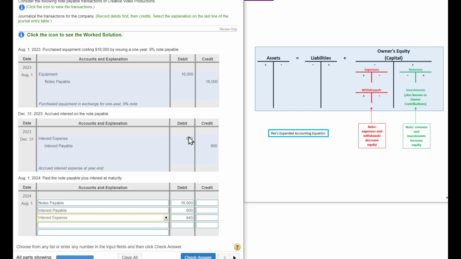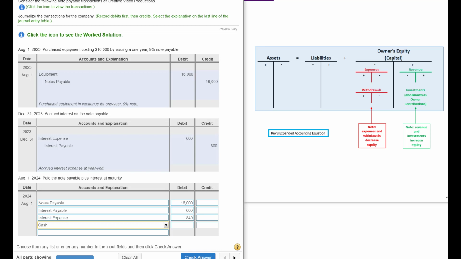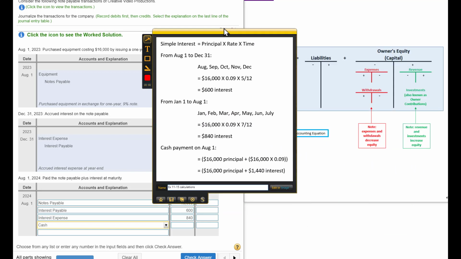So if you're curious, here is the 5 months of interest expense, and now we've just calculated 7 months of interest expense for a total of 12 months of interest. Why 12 months? Because it was from August 1st of 2023 to August 1st of 2024. And then we're going to pay cash. So there's 2 ways to calculate cash, and you should do it both ways.